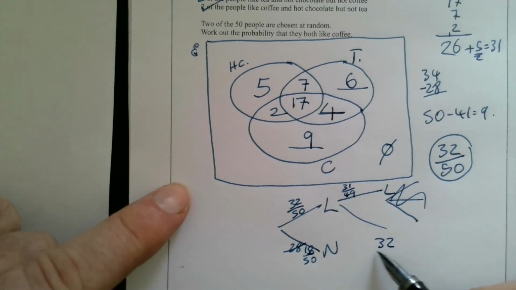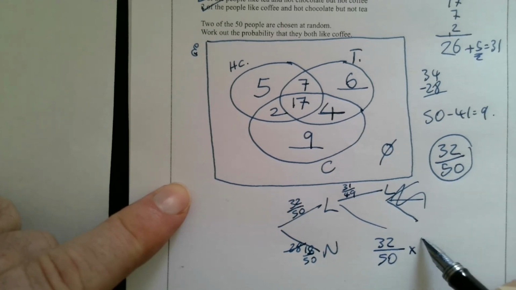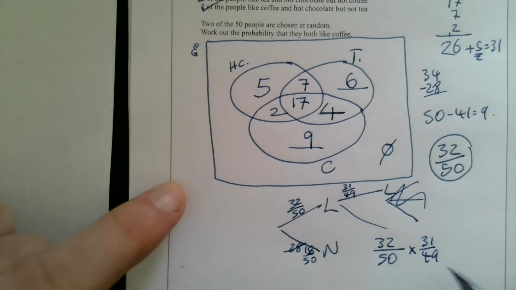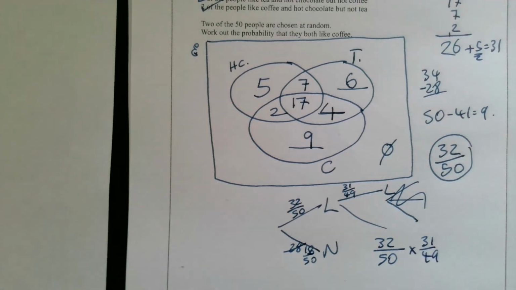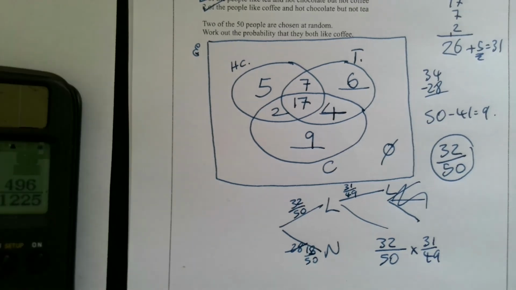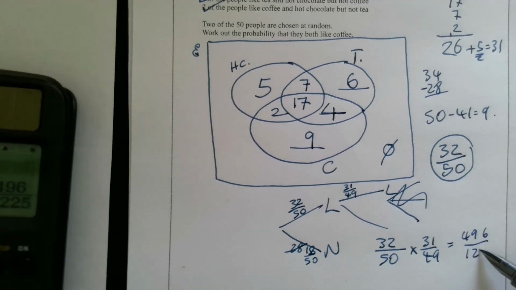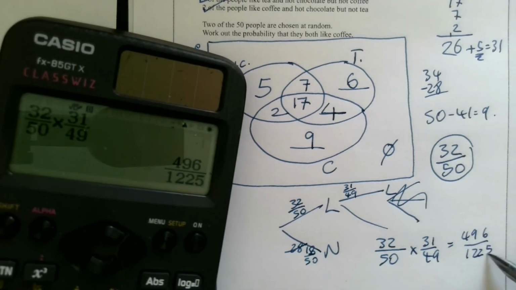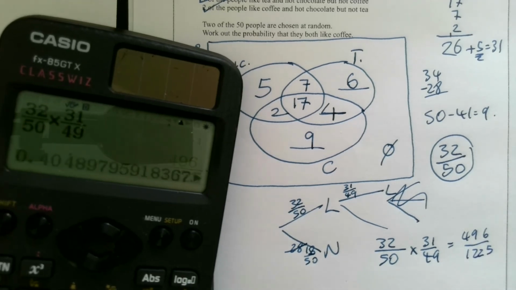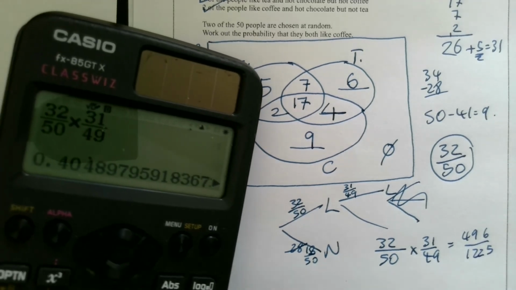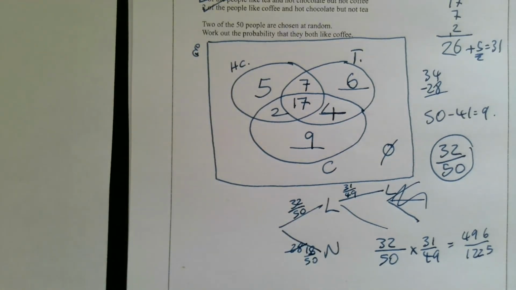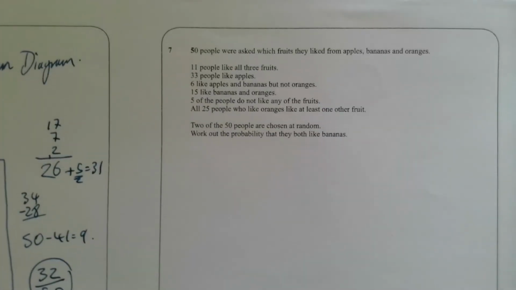So the probability the first person likes coffee is 32 over 50. The second one liking coffee is 31 out of 49. And that's what you pop into your calculator. And that gives you 496 over 1225. And you can turn it into a decimal if you like and round it, but what's the point? I mean, that's just a lot more work, isn't it? So 496 over 1225.